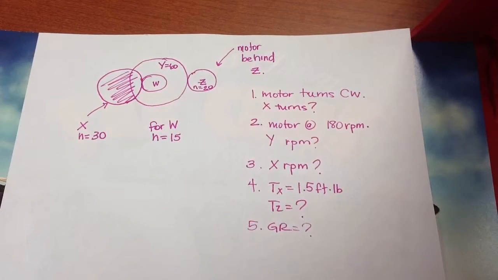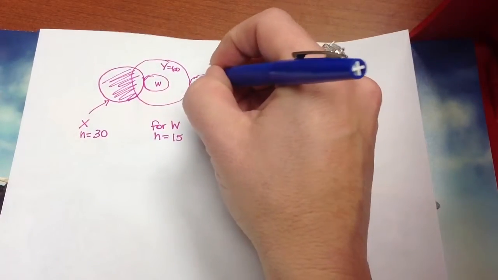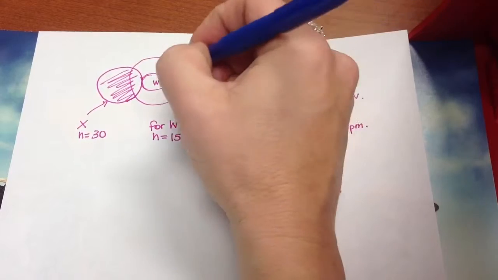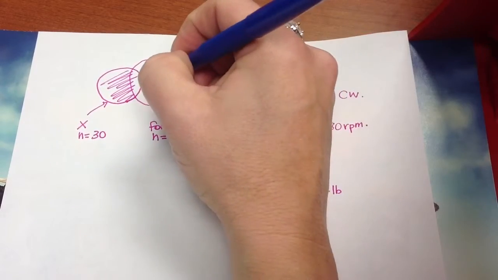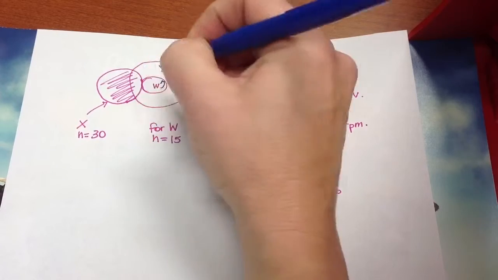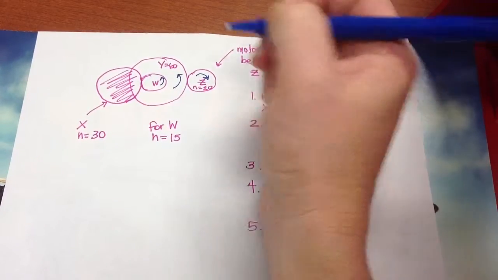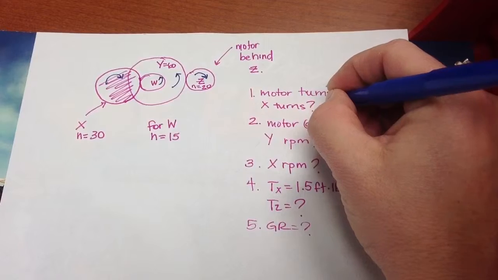All right, the motor turns clockwise. What direction does X turn? So we have a motor turning here clockwise, right? Which means that this one has to turn counterclockwise. And this one has to turn counterclockwise too, because they're on the same shaft. So they both turn counterclockwise, which means that X is going to turn clockwise. So X turns clockwise.